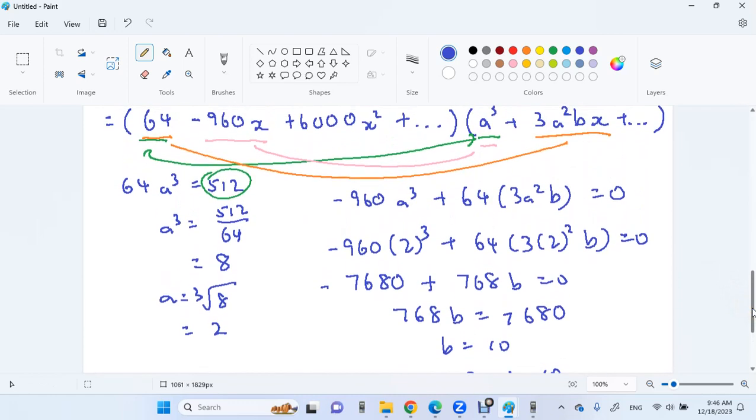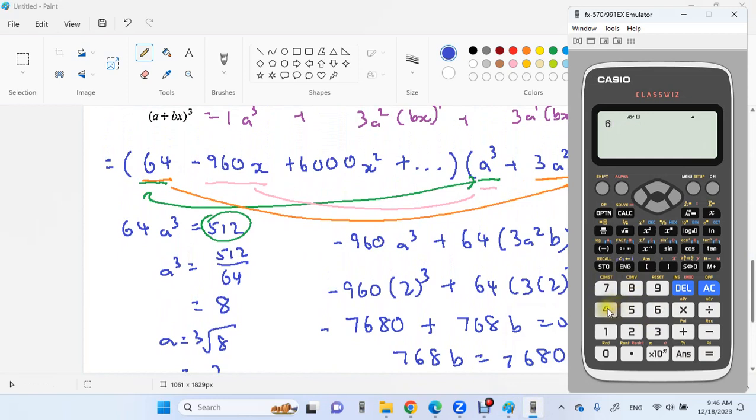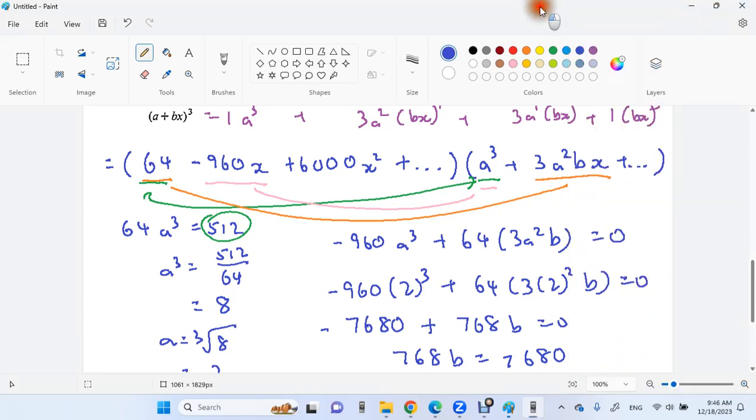Okay, so we can check the answer. We have 64 times 2 power 3, then this will become 512. And we have 64 times 3 times 2 squared times 10 minus 960 times 2 power 3 is 0. Yes, it is correct.